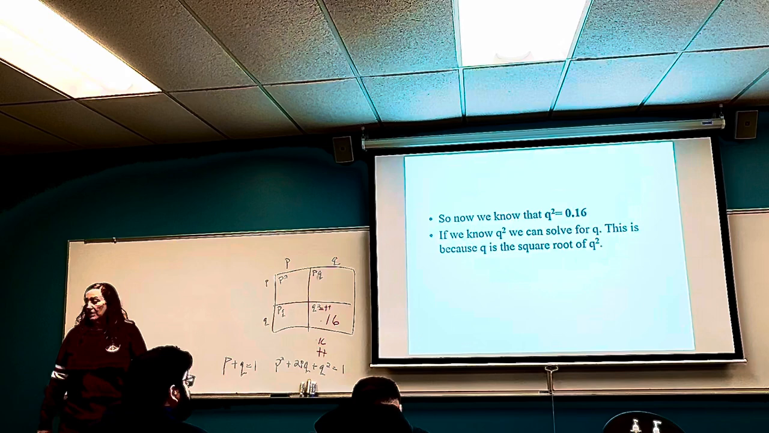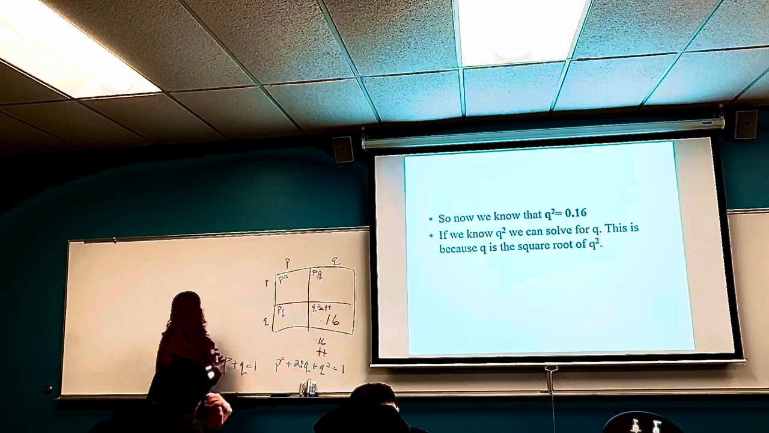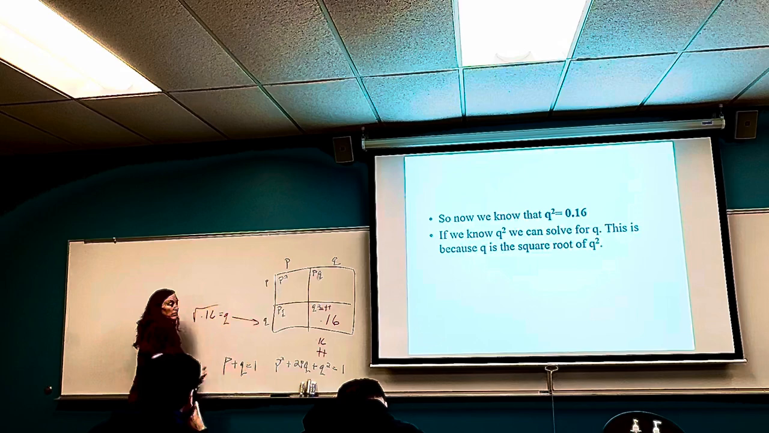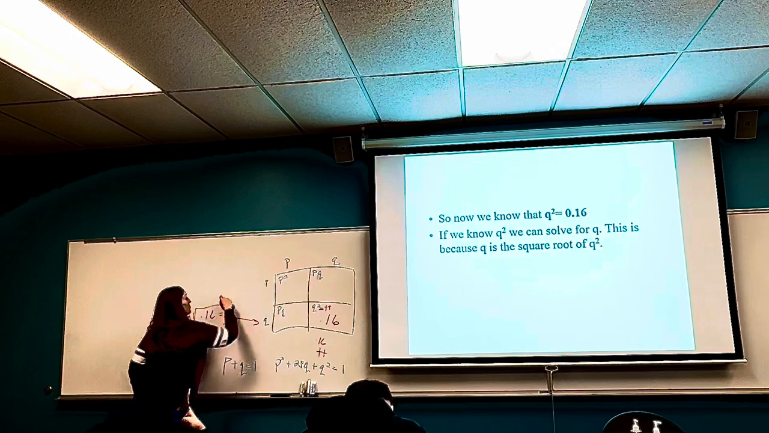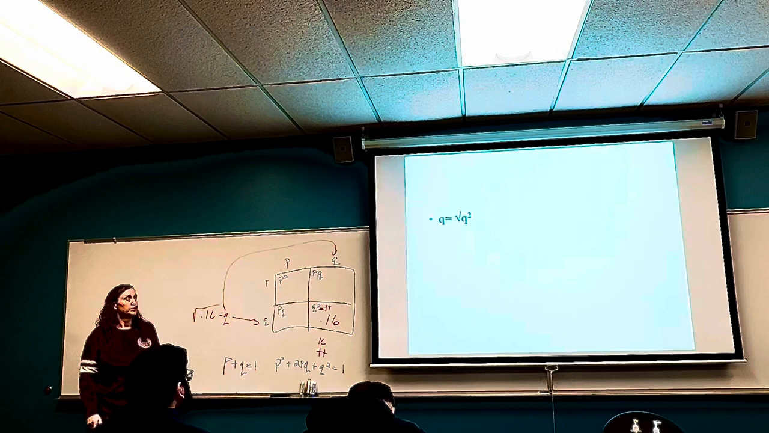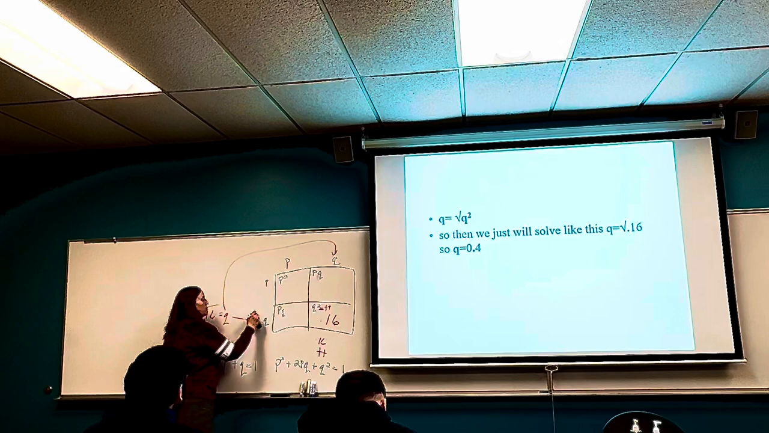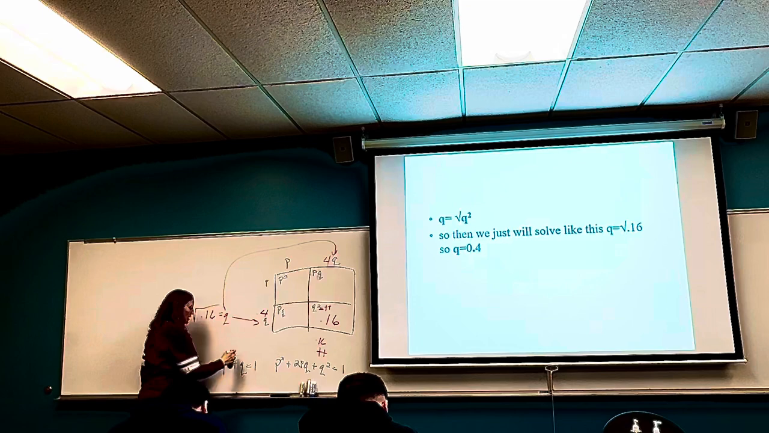If we know q squared is 0.16, what we can do is we can take 0.16 and do the square root of it, and it'll give us q, and we're going to put q here and here. So when you take the square root of 0.16, q is 0.4. So as I'm doing this, I'm filling in what I know at the bottom too.